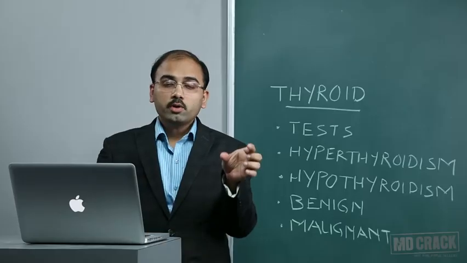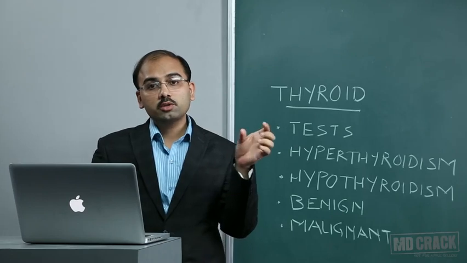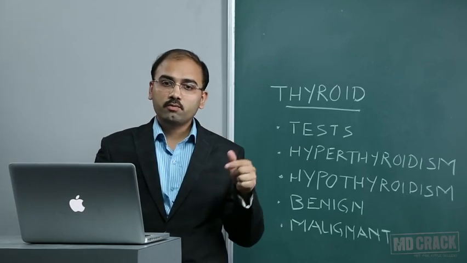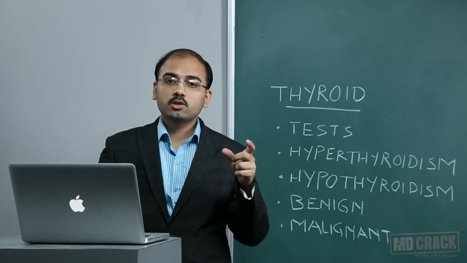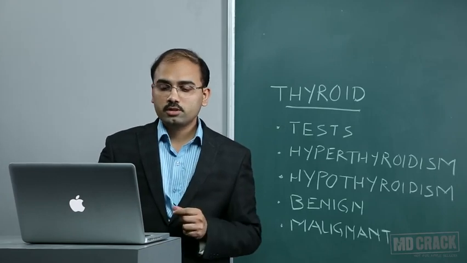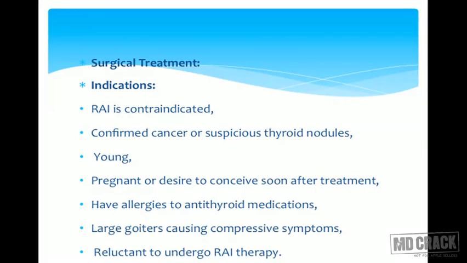So for the treatment of choice for large goiters causing compressive symptoms, you may be given an option of three. So surgical treatment is the treatment of choice for large goiters. Patients who are reluctant to undergo radioiodine therapy should be offered surgical treatment.